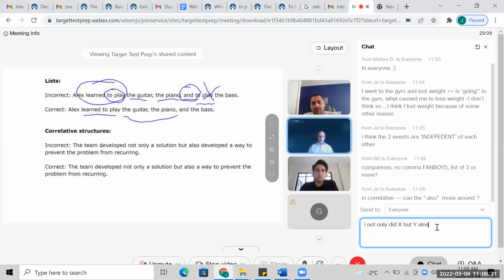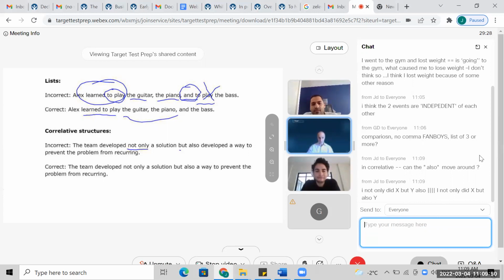There are three other main kinds of ways you'll see parallelism. The other main one is these correlative structures, and we can do carryover here too. A correlative structure uses a correlative conjunction, and this one is "not only, but also." This is called a conjunction because it does put two things together. And the way we do carryover with these is that whatever follows these conjunctions is another kind of list.